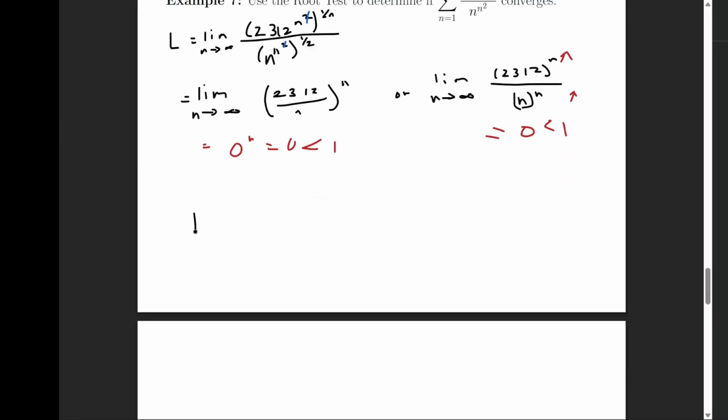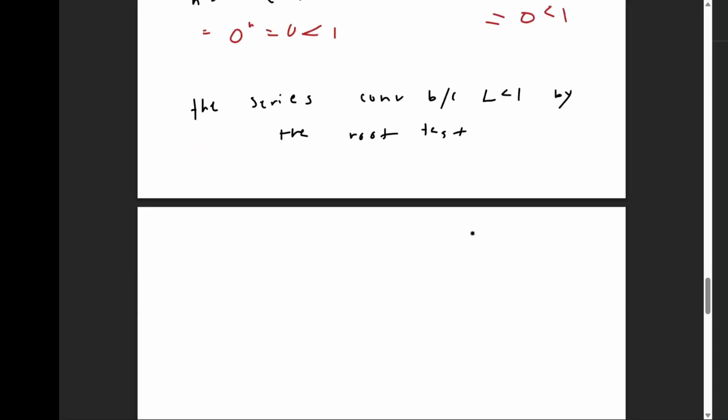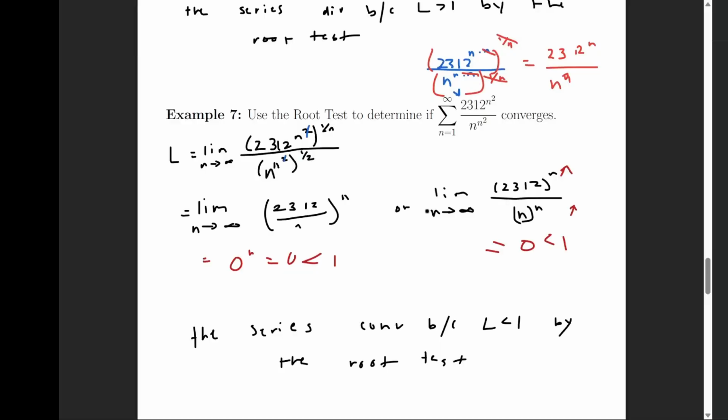So then you just write: the series converges because L is less than 1 by the root test. And I think that's it. So that's the root test. That's the ratio test. Not that bad. You got this, you're going to ace that test.